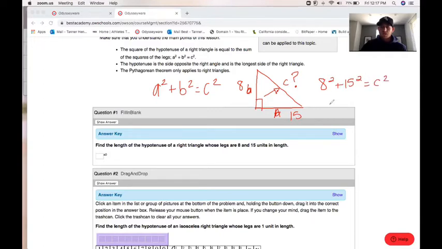8 times 8 is 64 plus 15 times 15 is 225 equals c squared. Okay, add those up. 64, I'm not a mental math guy. 289 equals c squared. We can never leave this as a square. We have to do the square root or radical. So square root it.